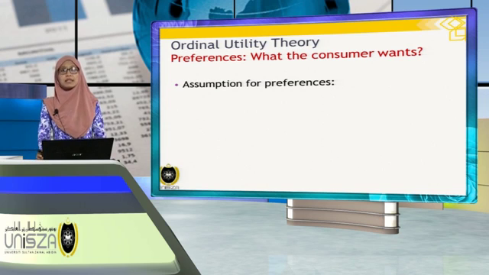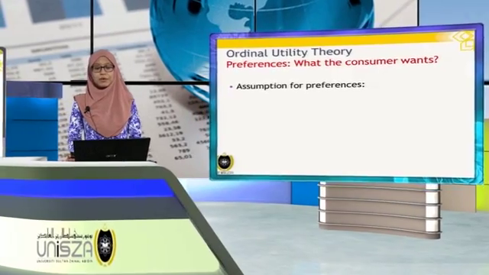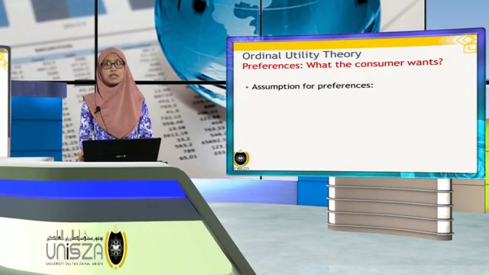So now we will move to ordinal utility theory. Actually, what does the consumer want? Basically, there are 3 assumptions of preference.